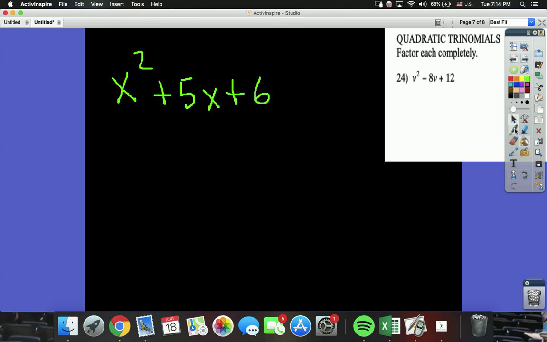So what we're going to do when we're factoring is we need two numbers that add to 5, which is b in this case, and they multiply to 6, which is c. By that I mean this is your a, your b, and your c. So two numbers that multiply to 6 have to be multiples of 6 that add up to 5. So I need to find the multiples of 6.